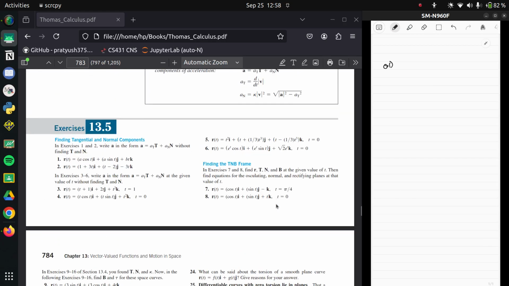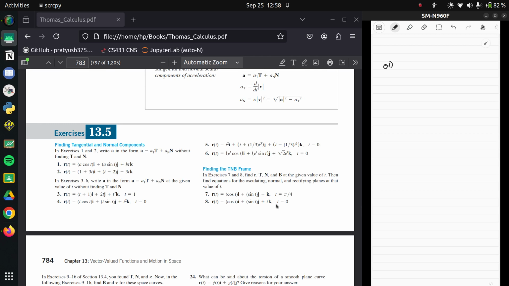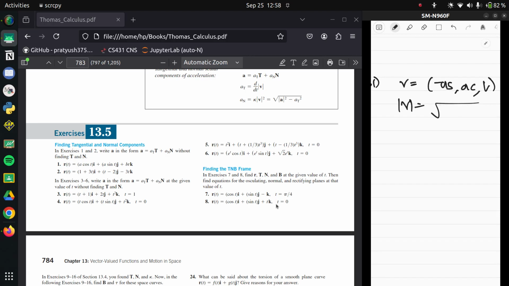Question 1. In exercise 1, write acceleration in the form a equal to a_T t plus a_N n without finding t and n. So we just have r is this stuff. We just want to find velocity directly. So velocity is equal to minus a sine, a cosine, b. Your magnitude of velocity is just the square root of a squared plus b squared. So your magnitude of velocity is constant. So then this derivative is just 0, so a_T equals 0.